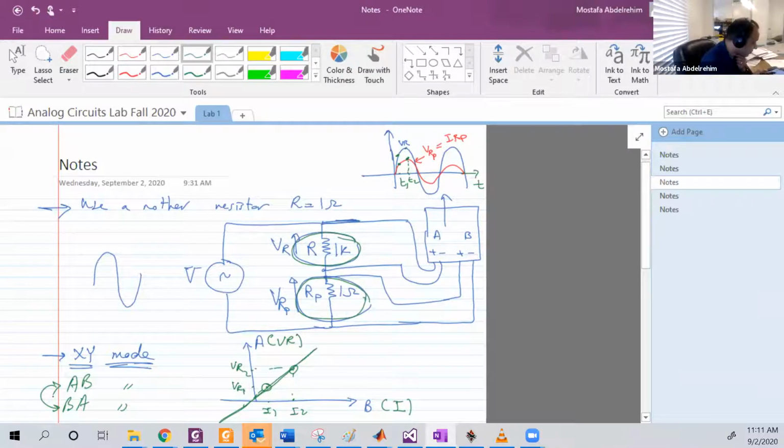Since this is Ohm's law, we expect the relation between the voltage on the resistance R, which is VR, and the current that flows through this resistor, which we call I, to be linear. That is Ohm's law, and we expect the slope to be equal to R, which is 1 kilo ohm.